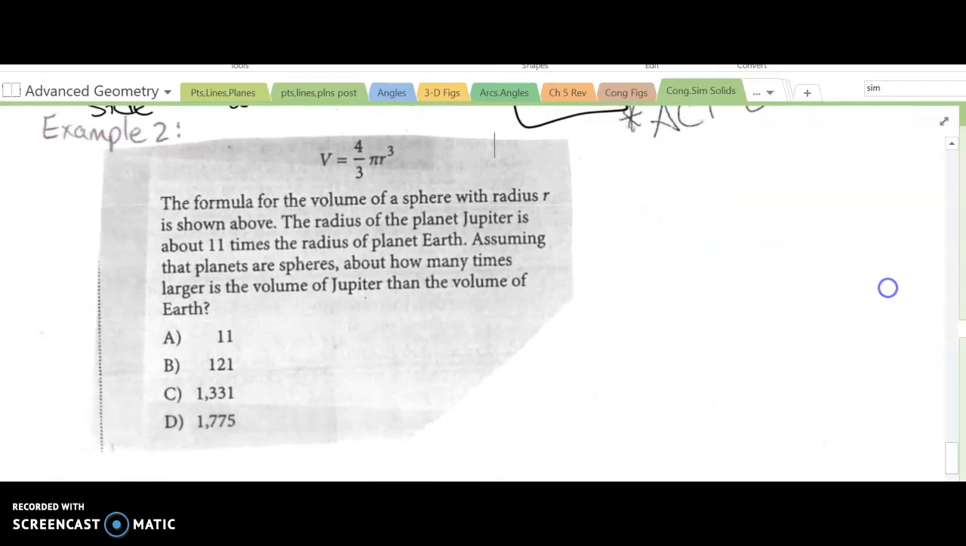Okay, so let's go ahead then and take a look at example 2. This is a good old ACT problem. It says the formula for the volume of a sphere with radius r is shown above. We already knew that. That's the volume of a sphere. The radius of planet Jupiter is about 11 times the radius of planet Earth.